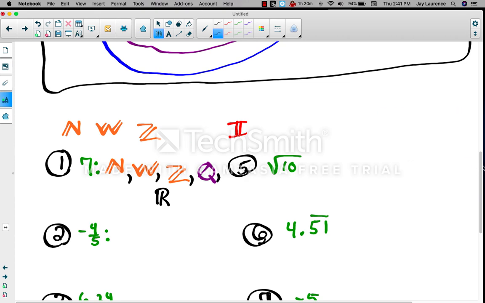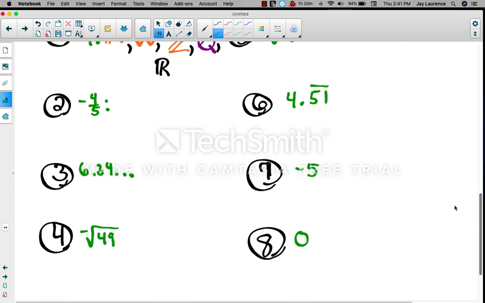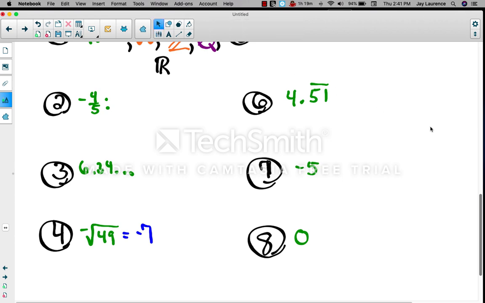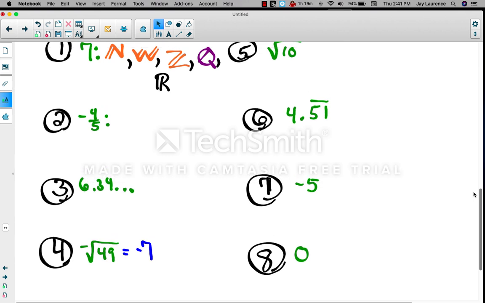Okay, now the number 4 I'll do for you is the negative of the square root of 49. Well, the square root of 49 is 7, so this in disguise is -7, right? -7 is definitely not a natural number, because they start with 1. It's not a whole number either, because whole numbers start with 0. It is an integer, because -7 is the negative of the whole number 7. It makes it rational.